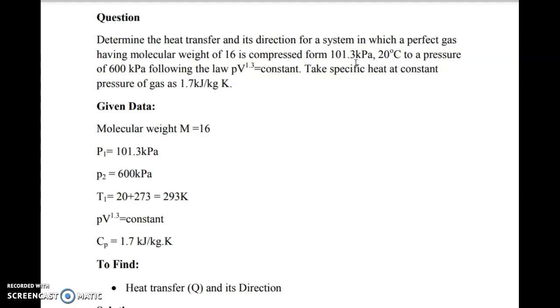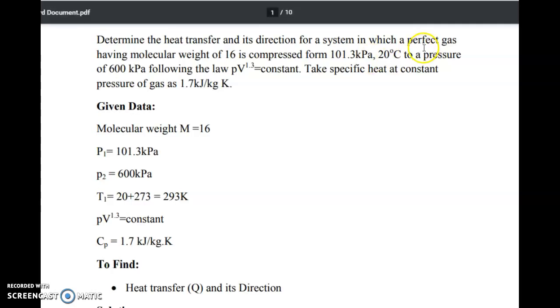Okay. So here the data given to us, they do not mention anything about the type of gas, but they have given that the molecular weight of the gas is 16 and the gas initial pressure is 101.3 kilopascal and the temperature is 20 degrees Celsius. After the compression process, the pressure is 600 kilopascal and the law is PV power 1.3 equal to constant. Then the specific heat at constant pressure of gas as 1.7 kilojoule per kg Kelvin. These are all the data given.